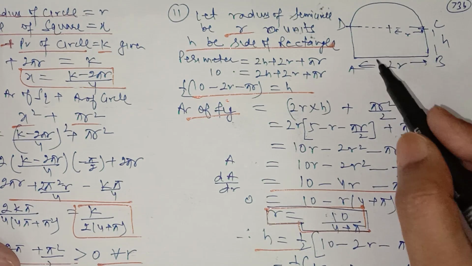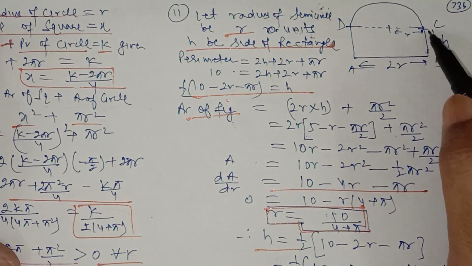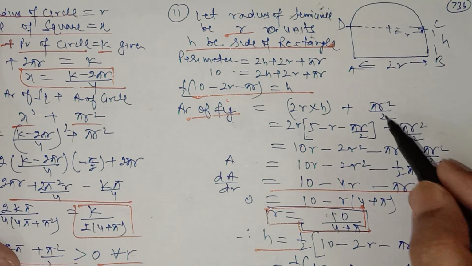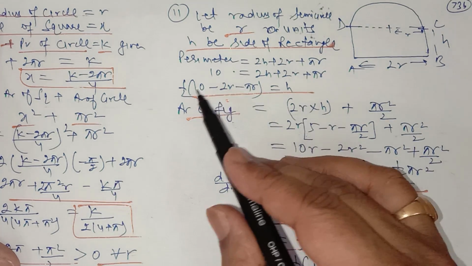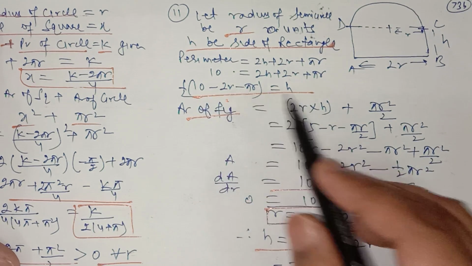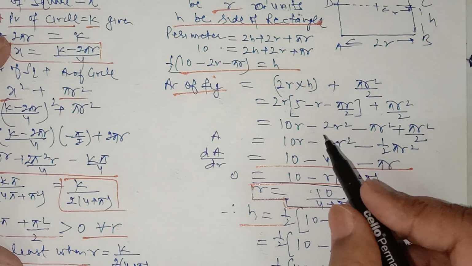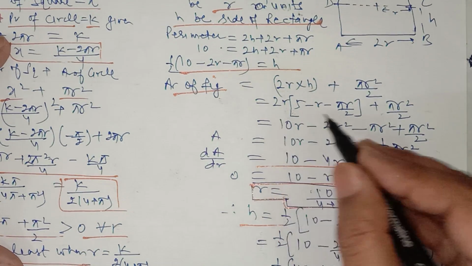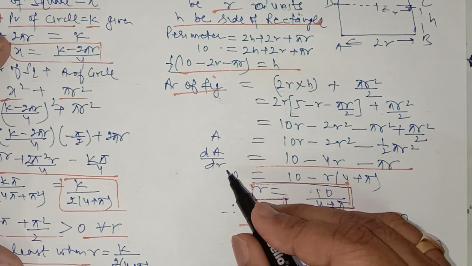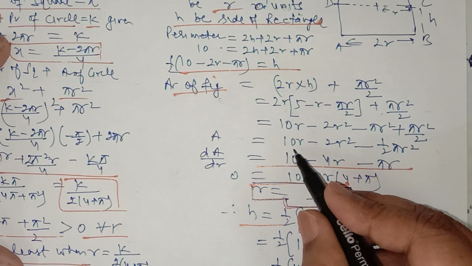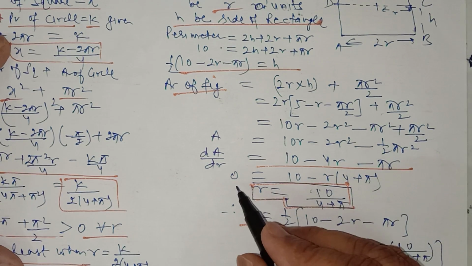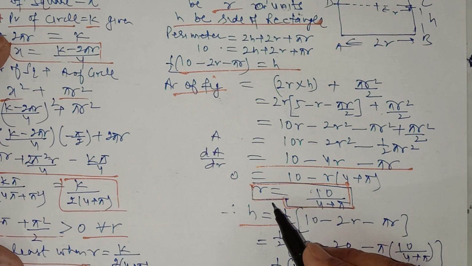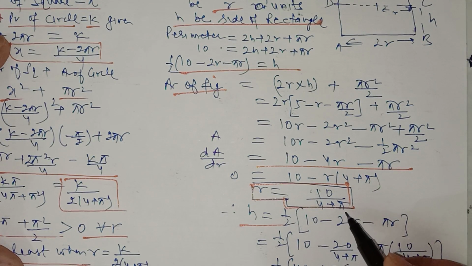So the area of this figure will be the length of the rectangle, that is 2r into h, plus the area of the semicircle, which is pi r square upon 2. Now replace the value of h here, which is half of 10 minus 2r minus pi r, and be careful in the calculation. Open the bracket and differentiate with respect to r, which comes out to be 10 minus 4r minus pi r. Put it equal to 0, and the value of r comes out to be 10 upon 4 plus pi.